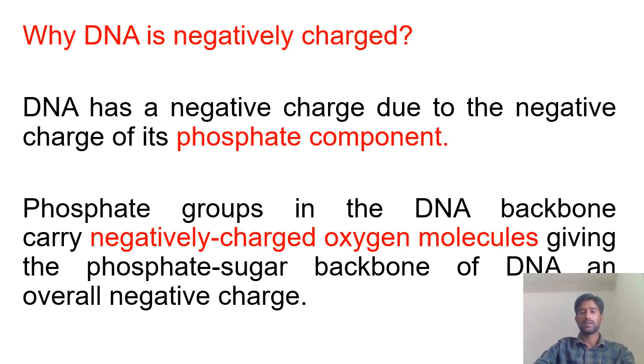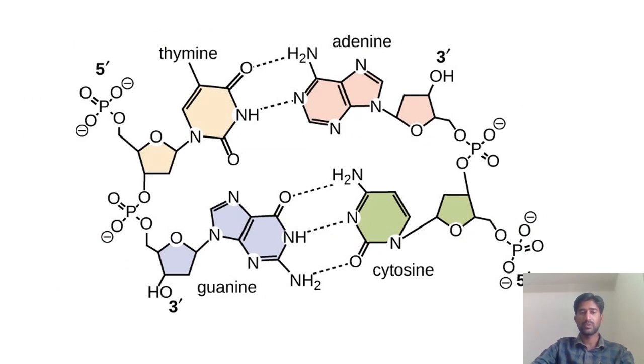So you all know that DNA is negatively charged, and why is this DNA negatively charged? DNA has a negative charge due to the negative charges of its phosphate component. A phosphate group in the DNA backbone carries negatively charged oxygen atoms, giving the sugar phosphate backbone of DNA an overall negative charge. Here if you look at the structure, the oxygen atoms present in the phosphate groups have a negative charge, which gives the DNA a negative charge. Because of the negative charge present in the backbone of the DNA molecule, DNA is more stable.